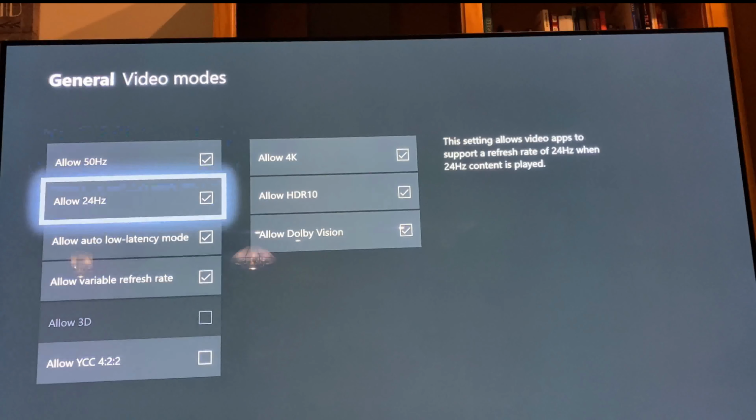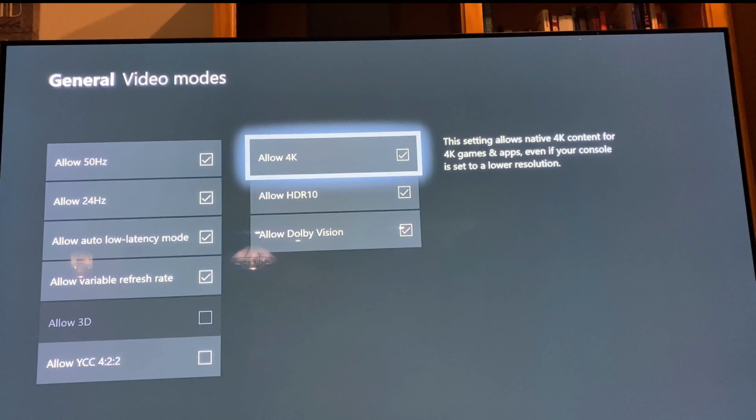Now you got 2.0 HDMI, and then you got 2.1 HDMI. I'm pretty sure the 2.0 can handle 120 Hz, but I recommend you guys get a 2.1 HDMI because 2.1 HDMI is rated at 120 Hz.